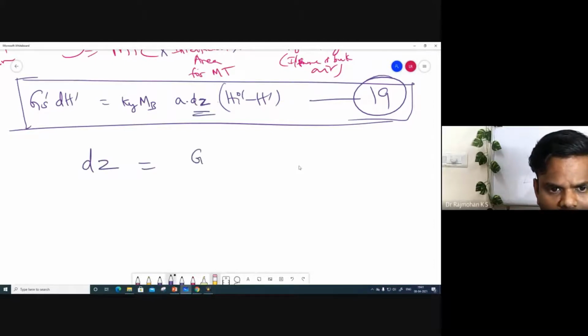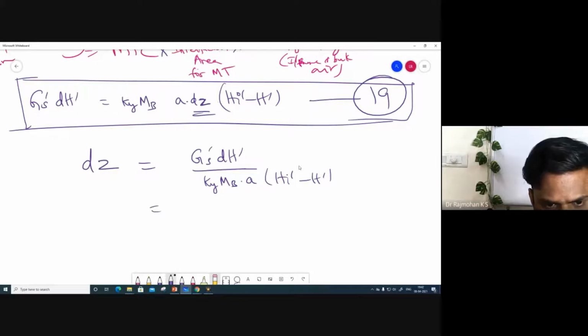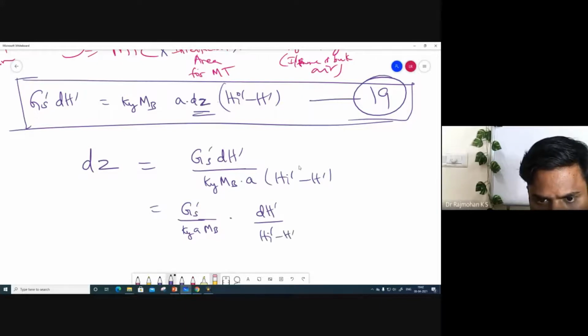the remaining terms, Gs' dH' by KyMb, and again this a will go into the denominator, so into a, and this will also go into the denominator, Hi' minus H'. So that means we can group them into two terms: Gs' by KyMb is one term, into dH' by (Hi' minus H').